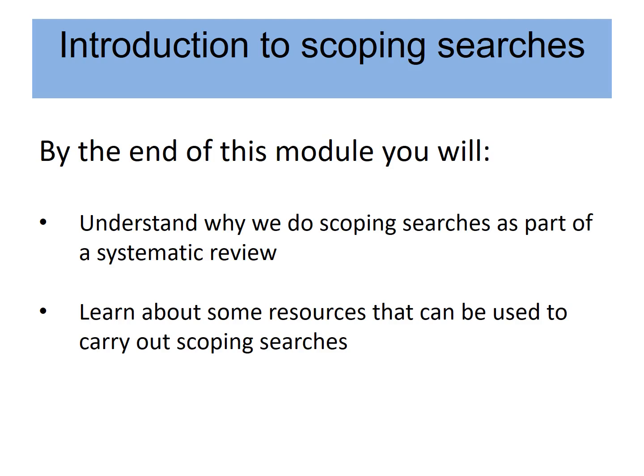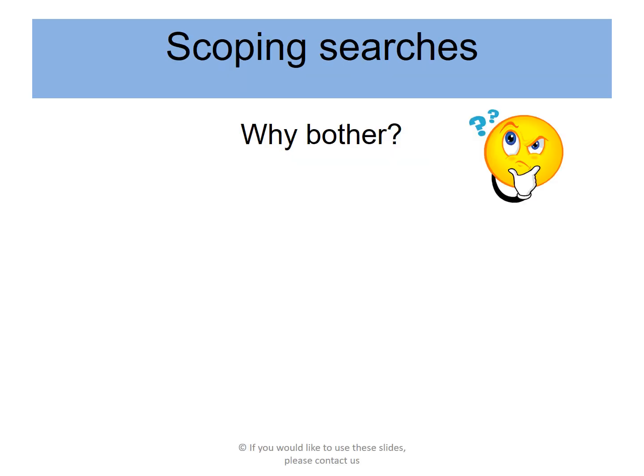By the end of this module, you will understand why we do scoping searches as part of a systematic review and learn about some of the resources that can be used to carry out scoping searches. So why would we bother doing scoping searches when, after all, we're going to search extensively as part of the review? Well, here are a few reasons.